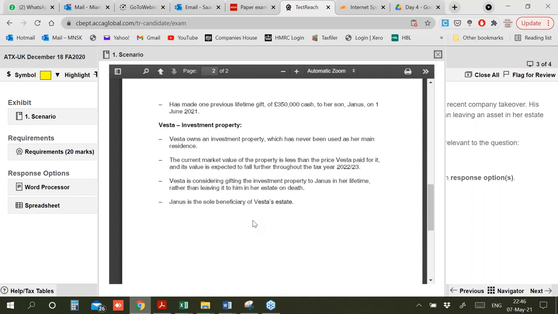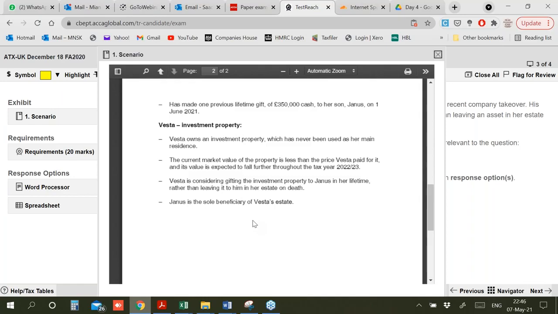That's fine. So it is a loss-making asset now, and if you keep it, its value will decrease further and your loss will increase further. Now Vesta is considering gifting the investment property to Janus in her lifetime rather than leaving it to him in her estate on death.